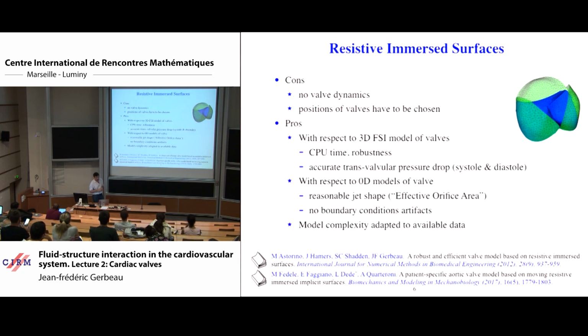And of course there are many advantages. With respect to full FSI, it's way more robust and efficient. We can handle a very accurate transvalvular pressure drop, which is an important aspect. And compared to other approaches in the literature where people just use a 0D model, here we have a reasonable jet outside the valves, and there is no boundary condition artifact, in the sense that since the valves are immersed in the 3D fluid, when the valves are open you do not have an artificial boundary condition. Whereas in the literature, most often people play only with boundary conditions, which of course affects the flow where you are interested.